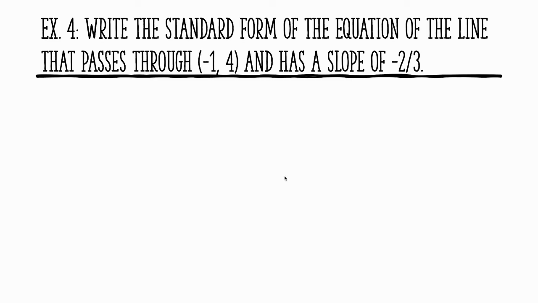For example 4, it says write the standard form of the equation of the line that passes through negative 1, 4 and has a slope of negative 2/3. So you're only given one point and you're given the slope. So we're going to use this equation, y minus y1 equals m times x minus x1.